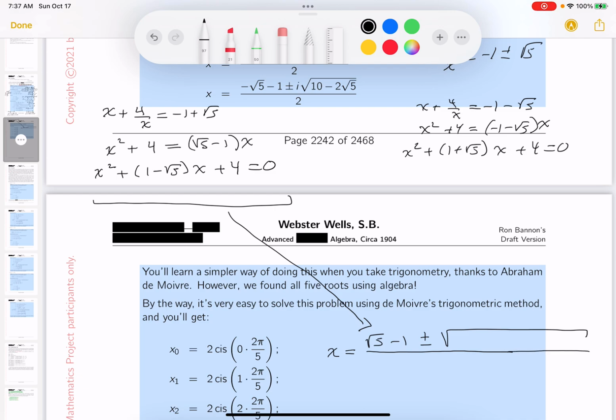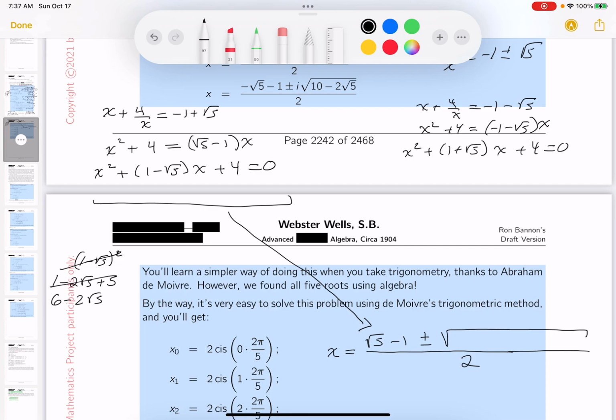The bottom I'm going to put down pretty quickly, just 2. Now I got to do the b squared. All right, that's going to be 1 minus root 5 squared. Let me write that down for you. That's going to be 1 minus 2 root 5s plus 5, which can be 6 minus 2 root 5s. Let me cross this out. That's the b squared, by the way.